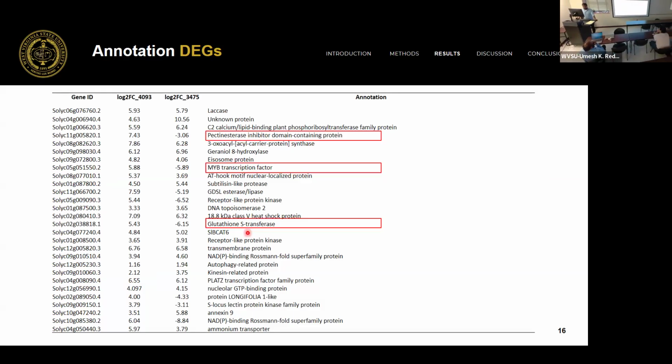Yes, sir. GDSL esterase is in the further slides.